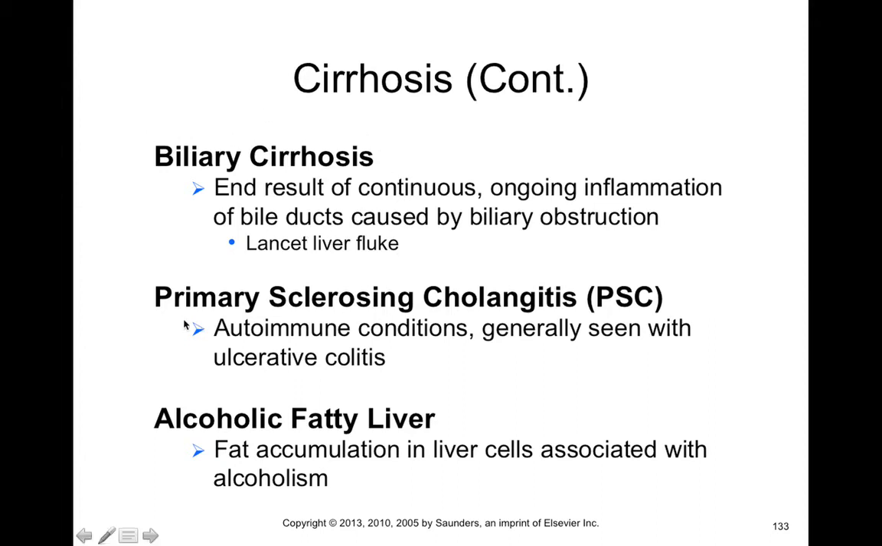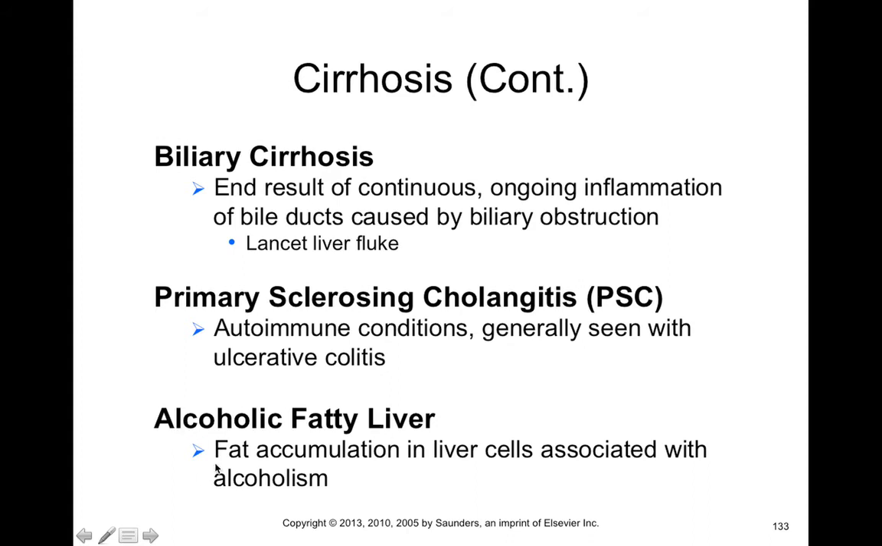cirrhosis of the liver. Now, with primary sclerosing cholangitis, or PSC, it's an autoimmune condition that can be co-seen with ulcerative colitis. So somebody with ulcerative colitis may also be at a higher risk for primary sclerosing cholangitis. So you can see things like inflammation of the large intestine and the liver. And if it progresses, it can lead to cirrhosis.